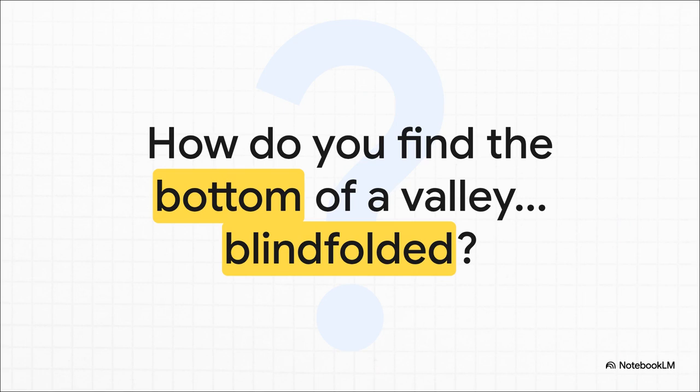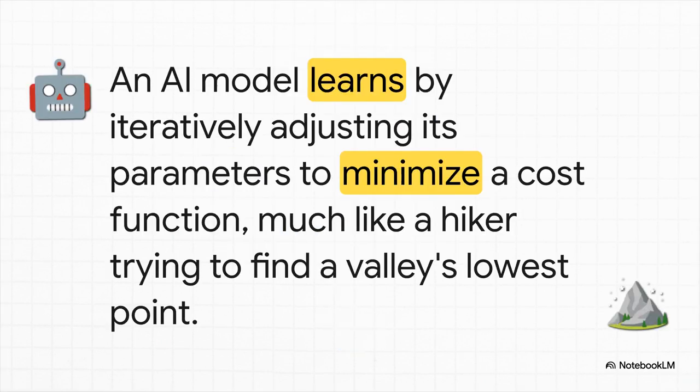Okay, I want you to actually picture this. You're standing on the side of a massive, foggy valley, and you're wearing a blindfold. Your only job is to get to the very lowest point. How would you do it? Seriously, think about it. This might sound like a weird riddle, but the answer is pretty much the key to understanding how machines learn.